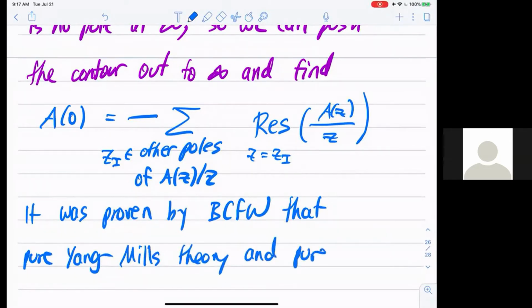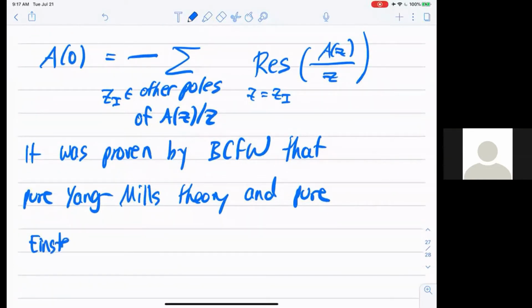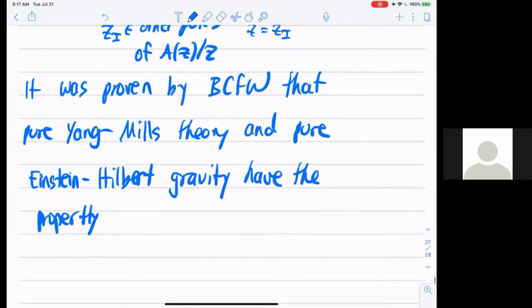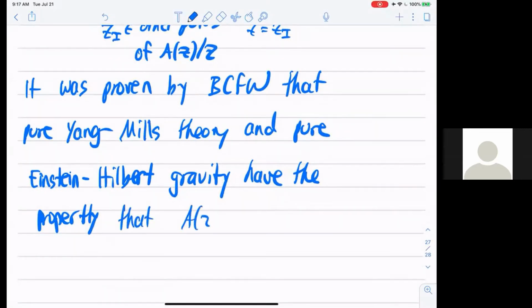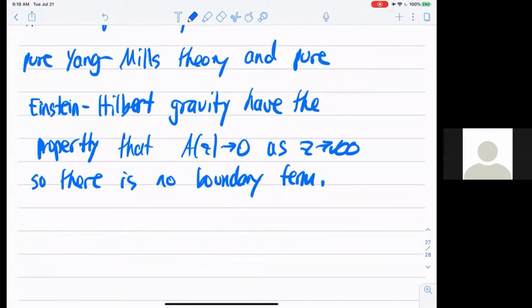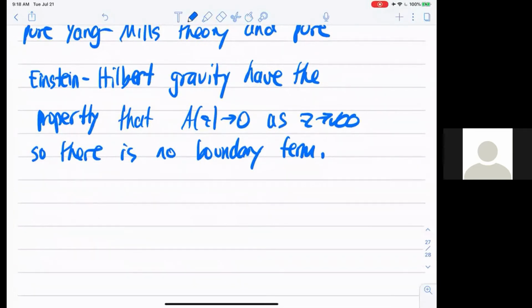and pure Einstein-Hilbert gravity have the property that A of z goes to 0 as z goes to infinity. So there is no boundary term. Of course, there have been plenty of papers written about other theories where sometimes you do have boundary terms, and you can set up some partial recursions for those boundary terms. But in the simplest application of this recursion, there is no boundary term.